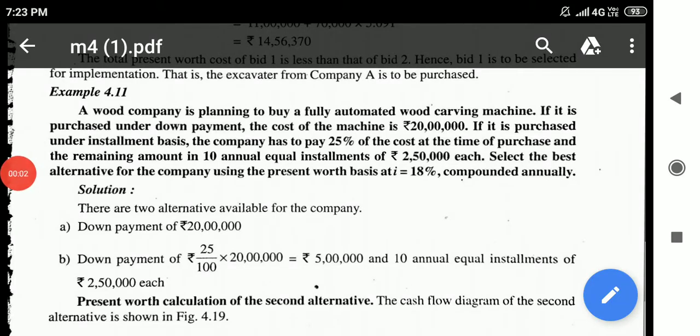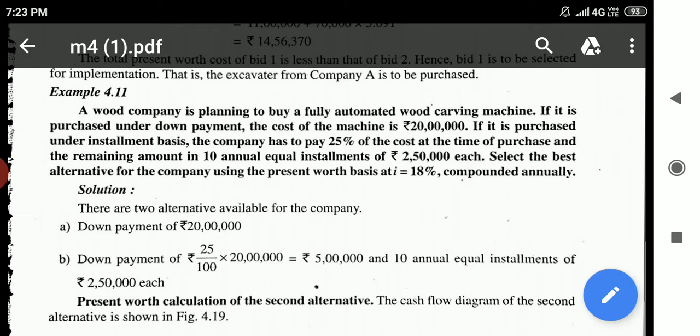Hi, we will continue Module 4, the last session. In this session, we have problems. We have to solve all these problems related to the cash flow diagram.